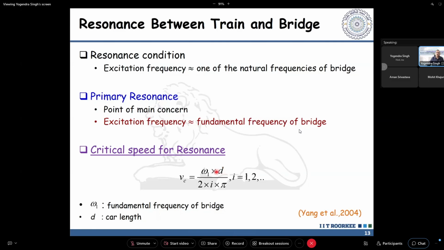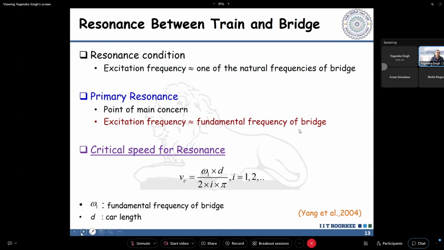So one car of the train, this length is D. That means the periodic load is repeating itself. When the next car comes, the same sequence of loads will be repeated. So it is repeated after a distance D, and the time will be simply D by VC. If we calculate D by VC, that is the time after which the load will repeat itself.